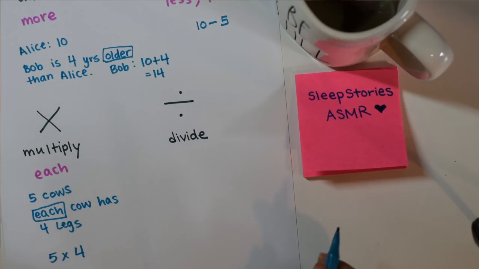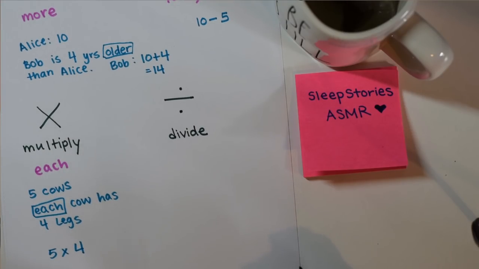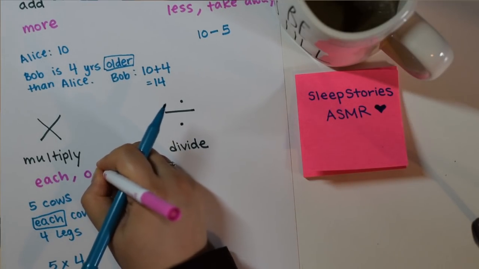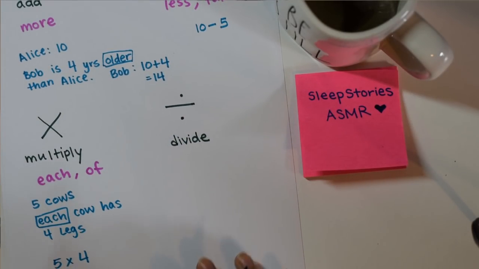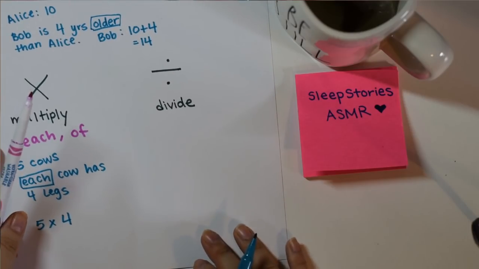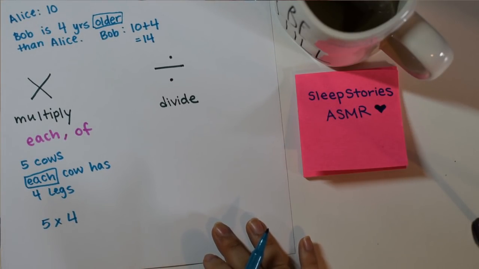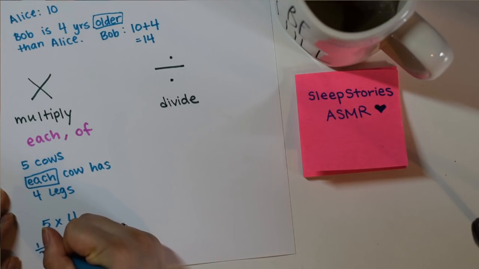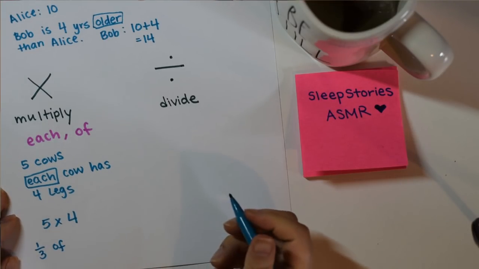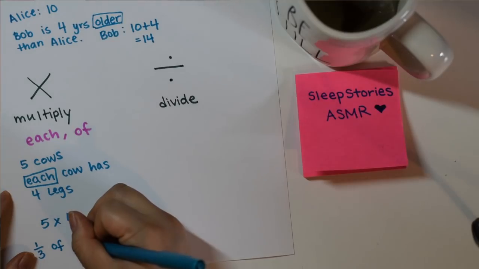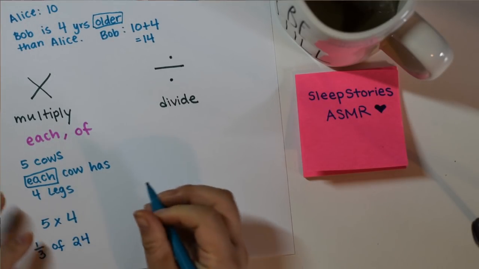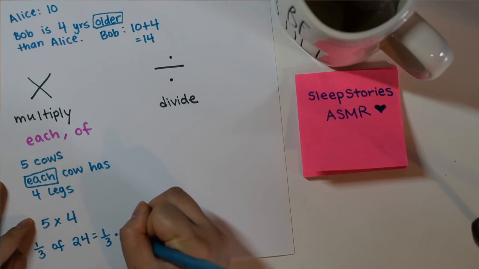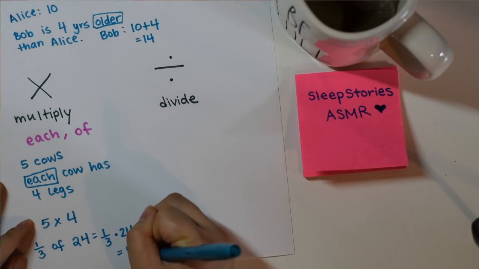And also in some contexts you would say of, maybe, right? So not just each, but also of, especially with fractions. Like half of something, or a third of 24, a third of a class of 24, let's say. So a third of 24 would be 1/3 times 24, which then would be 8.